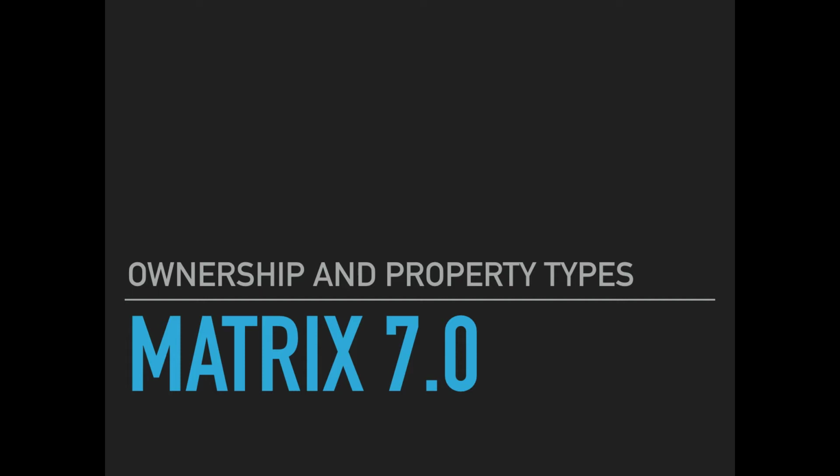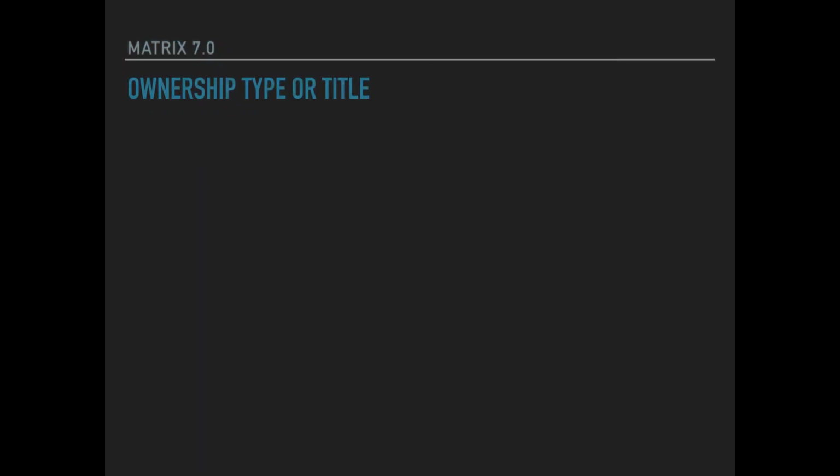Today I'm going to talk to you about two important changes to how we capture data and search for data in our new system. These two changes are the introduction of an ownership title or type field, and the second is a new field called property subtype. So let's get into these new additions.